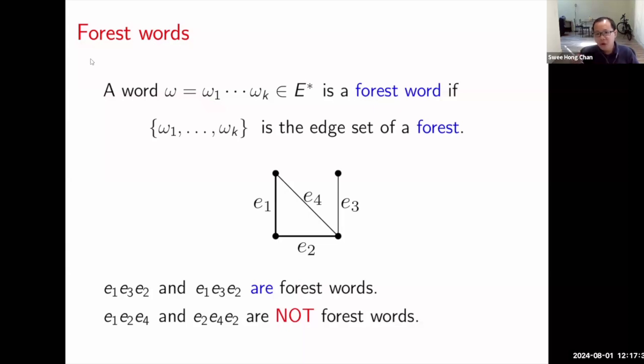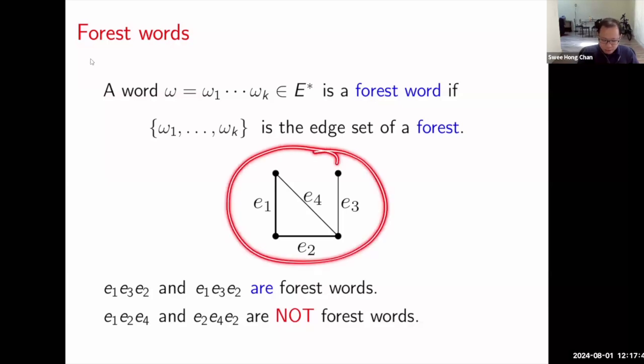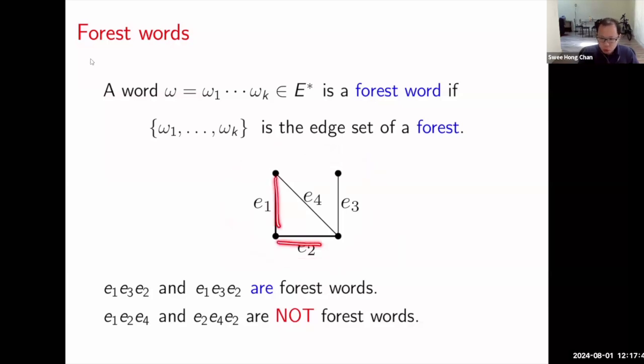We say this is a forest word if the set {omega_1, ..., omega_k}, which is now a subset of the edges, needs to be the edges of a forest. They need to form a forest. For example, let G be this graph. Edges are labeled E1, E2, E3, E4.